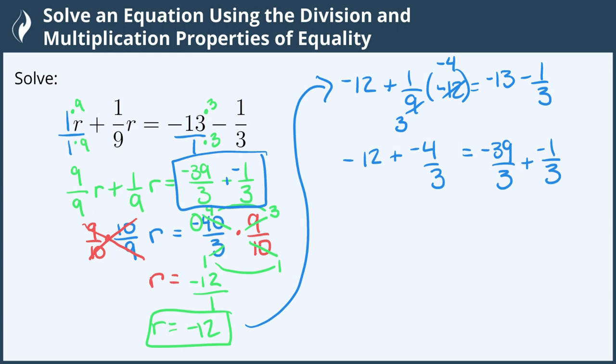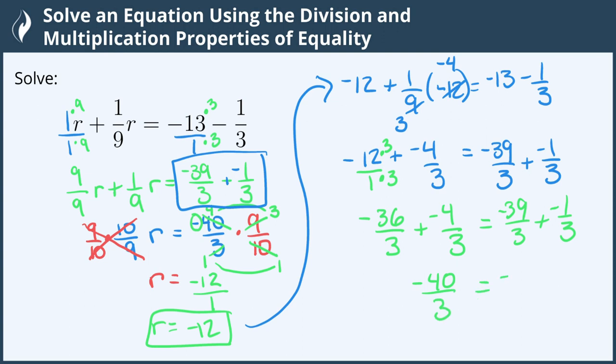Now on the left, we need a common denominator, so we'll put 12 over a 1 and multiply numerator and denominator by 3, giving us negative 36/3 plus a negative 4/3 equals negative 39/3 plus a negative 1/3. Adding our numerators, we'll get negative 40/3, which equals negative 40/3. This checks that indeed our answer of r equals negative 12 is correct, and we're all done.